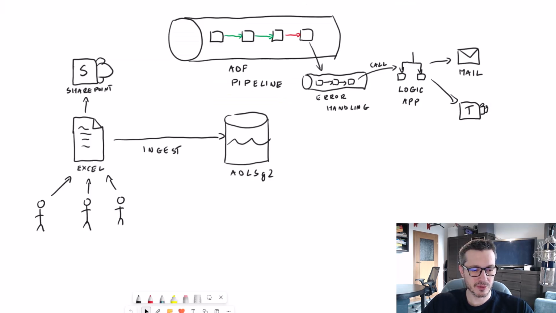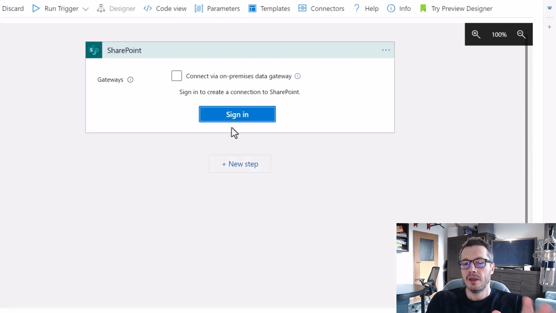So if we go back to our drawing, we decided that we would like to use a Logic App to do this ingestion process. And now what we have to decide is, alright, but how this Logic App will connect to SharePoint. And in a second we will have the same decision to make, how this Logic App will connect to our data lake. And that's what I want to focus on right now.